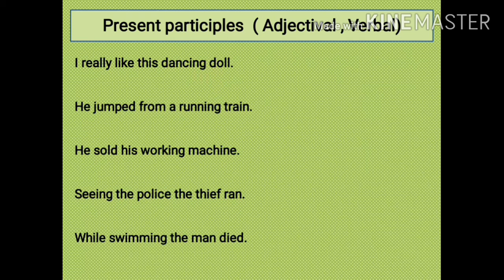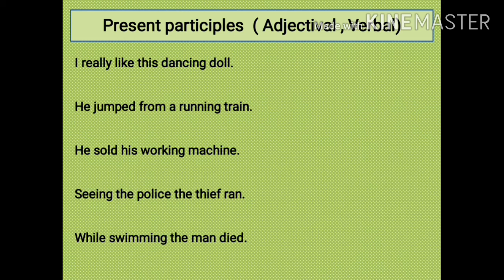An easy way to understand if it is an adjectival present participle is to ask a question to the next noun, that is to doll. Which doll? We get the answer as the dancing doll. So dancing is going to be an adjectival present participle.